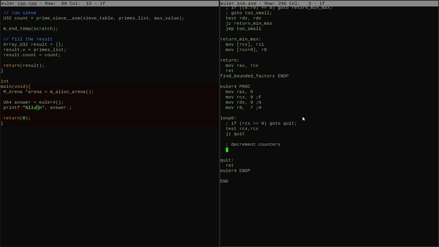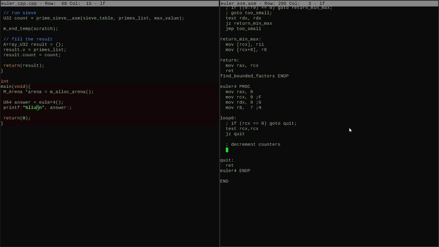Counters. So I'm going to decrement. How do I want to do this? I'll decrement this, but if that was 0, then I want to set it to 9 and decrement this. And if that was 0, I want to set it to 9 and decrement this.